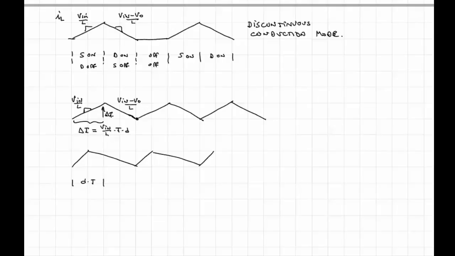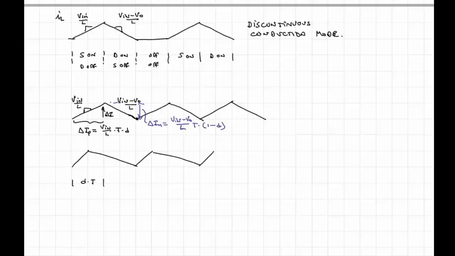And on the falling side, I can't draw it as well here, I'm cramped, but we'll call it delta I, I'll say negative, because it's falling, positive here. This would be Vn minus Vo over L. And now it's not on for a duty cycle like D times Ts, it's on for the remainder of the period, which can be written as period times 1 minus D. So if D is 20%, if the switch is on 20%, it's off for 80%.